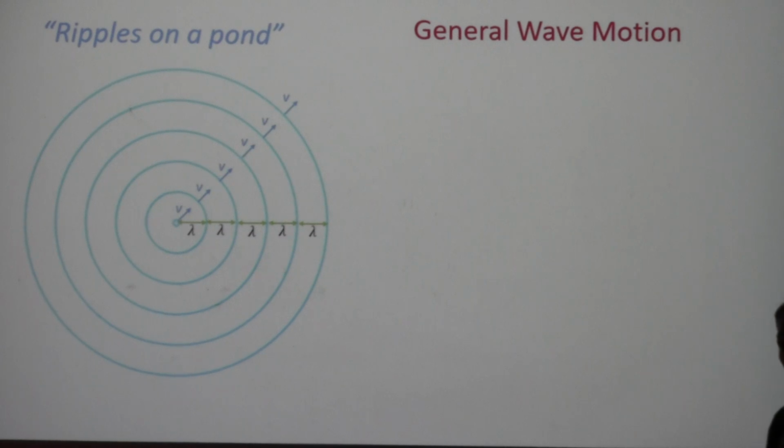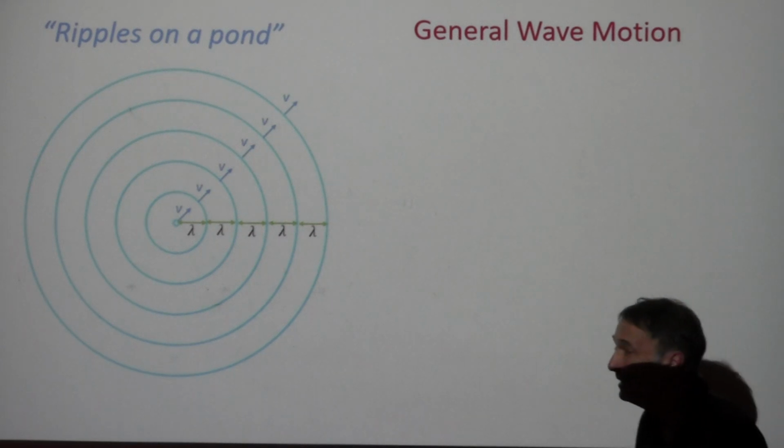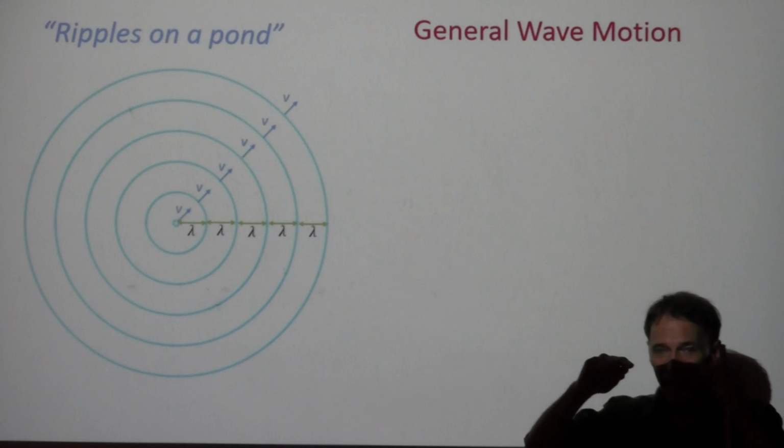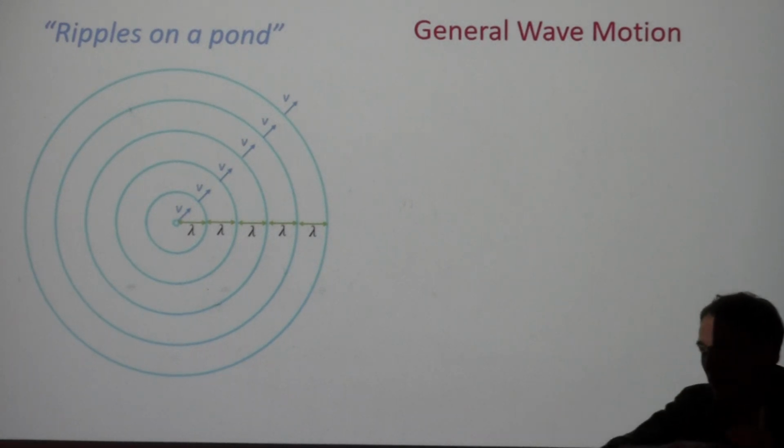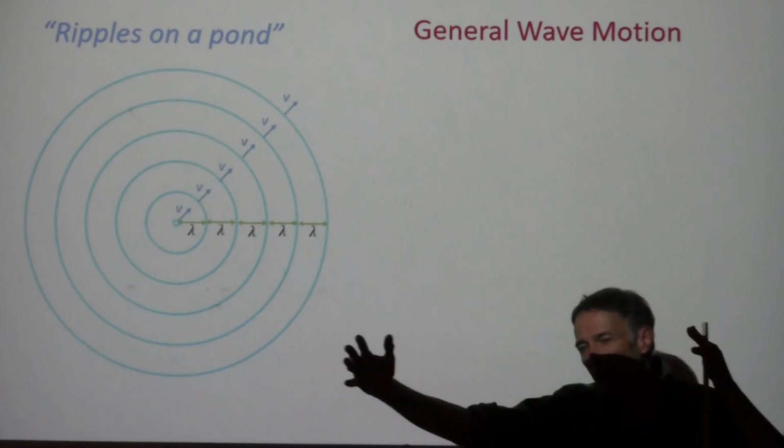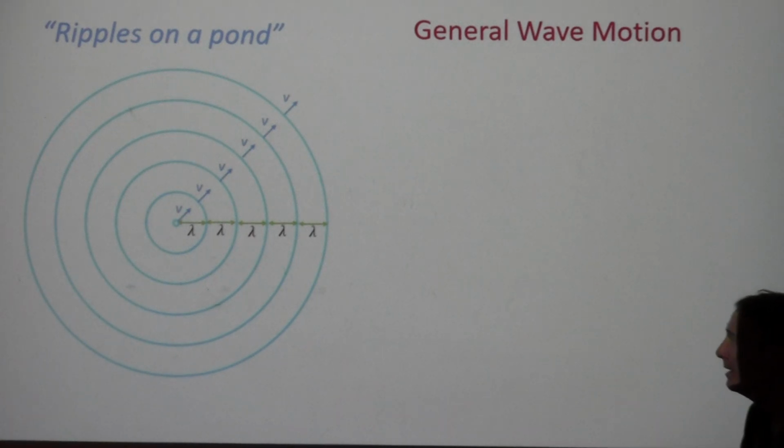Let's move on to wave motion. The idea of a wave is you have a little piece of the wave that can be oscillating with simple harmonic motion, and we get a whole wave, which is a whole string of simple oscillators.